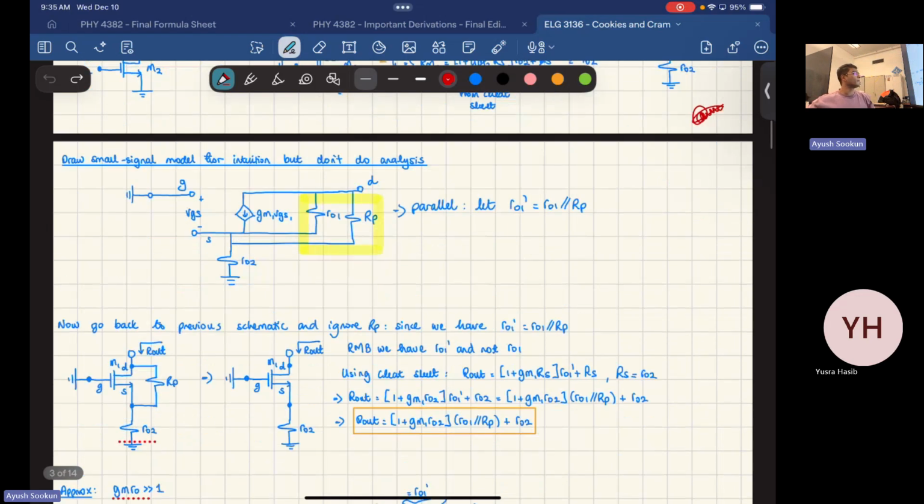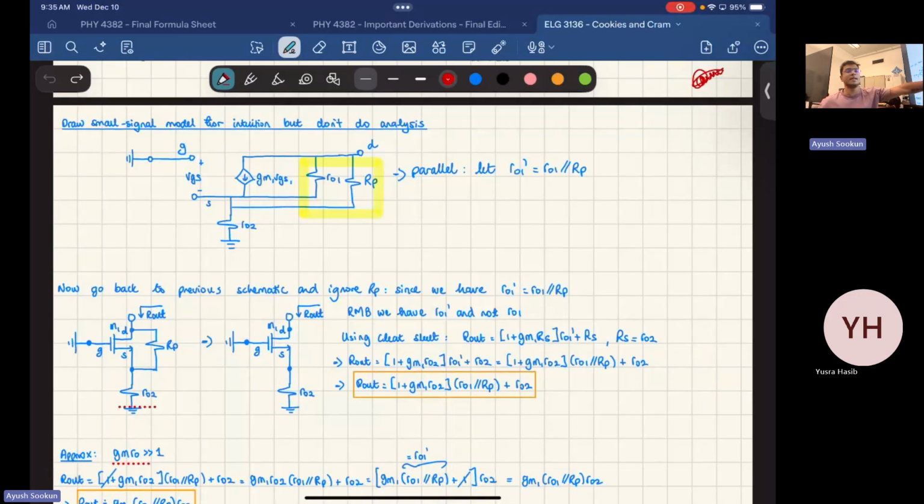And once you do that, your circuit just goes to this, which is available in the cheat sheet. However, you got to keep in mind that when you're using the circuit that's readily available to you in the cheat sheet, whenever you have RO1, you're using RO1 prime. Is that clear? Because we already did this parallel combination. So that's one thing to keep in mind.